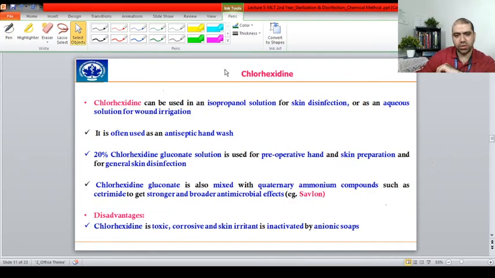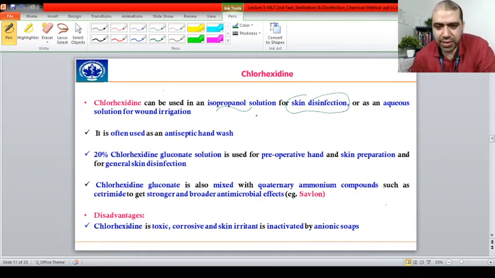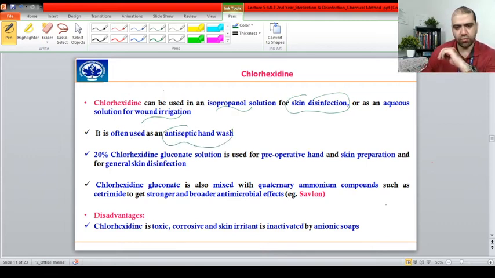Examples of phenolics you can use include chlorhexidine. Chlorhexidine can be used in the form of an isopropyl alcohol solution as an antiseptic for skin disinfection. You can use it as a hand sanitizer, and in aqueous solutions, for example, for irrigation of wounds. Again, it can be used as an antiseptic, as I told you, in the form of hand wash.